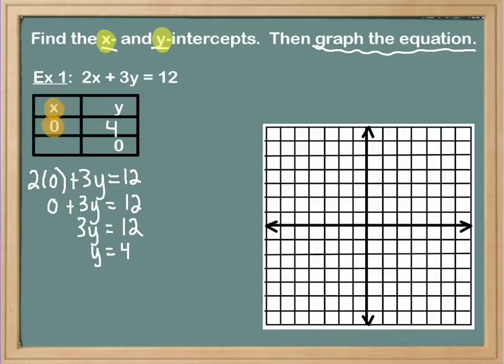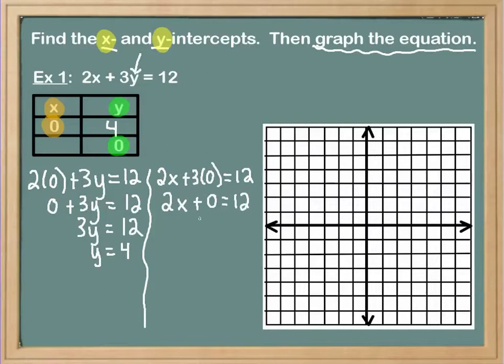All right, let's find our other value when I've got a y value of 0. So I'm going to take a 0 and plug it in for y. When I do that, I get 2x plus 3 times 0 is equal to 12. Simplifying, 2x plus 0 is 12. 2x plus 0 is just 2x. And when 2x equals 12, that means that x is equal to 6. So when y is 0, x is 6.